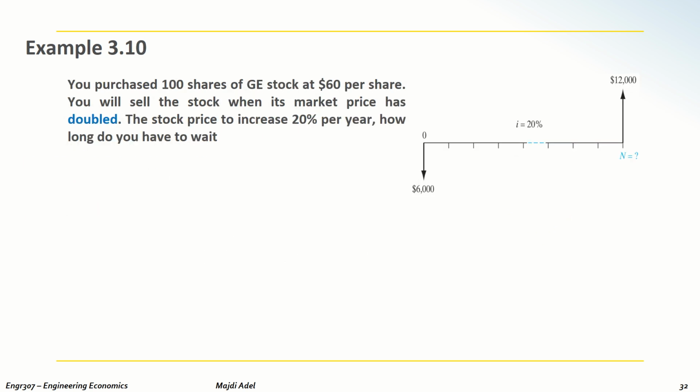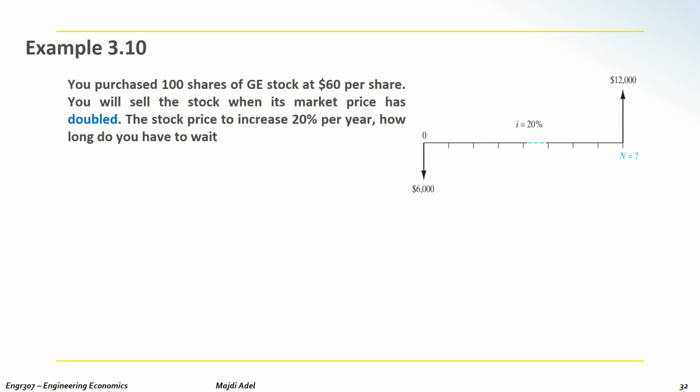The other example, you purchase 100 shares of General Electric stock at $6 per share. You will sell the stock when market price has doubled. The stock price is expected to increase 20% per year. How long do you have to wait? So given present value and future value and interest rate 20%, how long do I have to wait until the share price doubles?